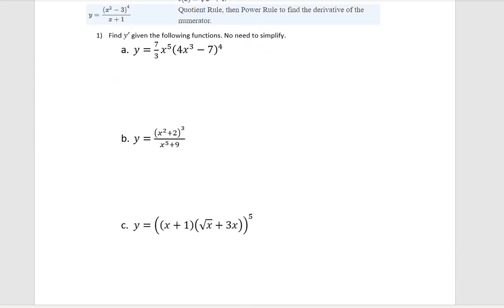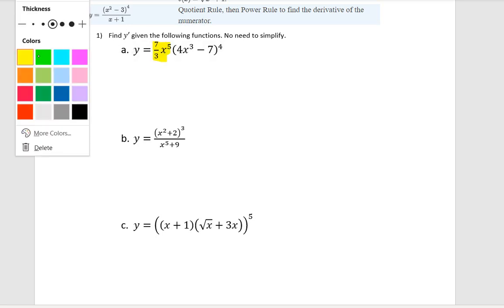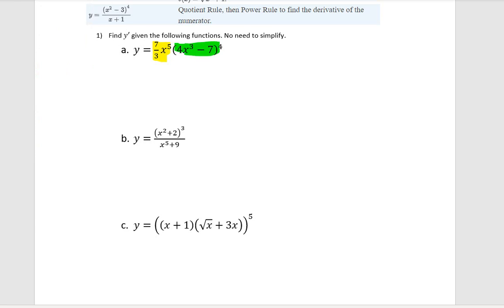If we look at this one and we're asked to find the derivative, and by the way, we don't have to simplify this, we're going to have 7/3 x to the fifth times (4x to the third minus 7), all of that to the fourth. So we want to group this together by pieces. I notice that I have this piece times this piece, so I'm going to have to use the product rule, and this is going to be my f, and this is going to be my g.